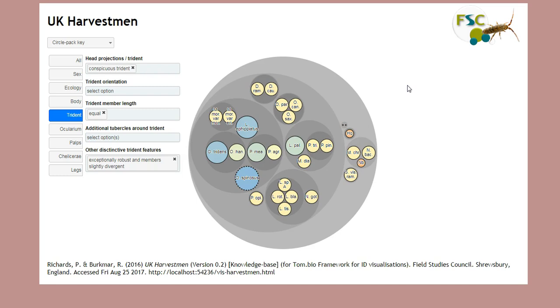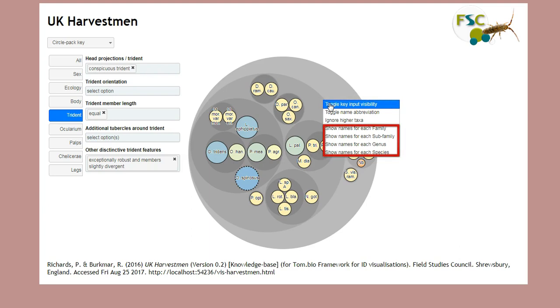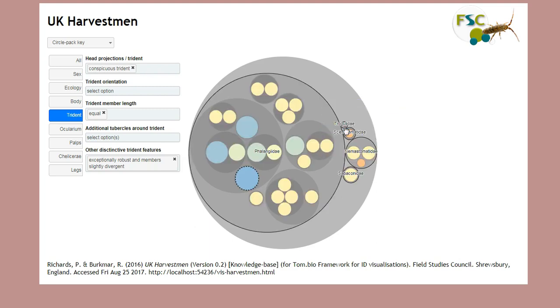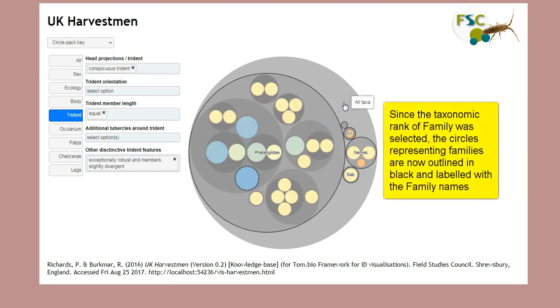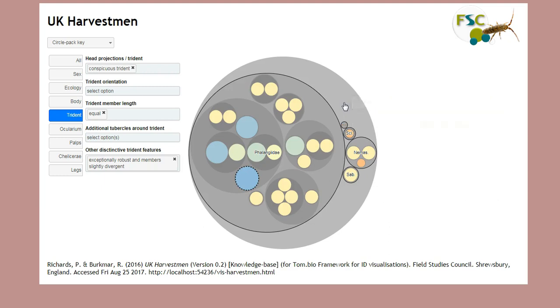If I right-click my mouse over the visualisation, I get this context menu. Some of the items on there reflect the higher taxonomic ranks in the knowledge base. If I select one of these, the labelling on the visualisation changes to reflect the taxonomic rank I selected. Another of the context menu items allows me to toggle name abbreviations on and off.